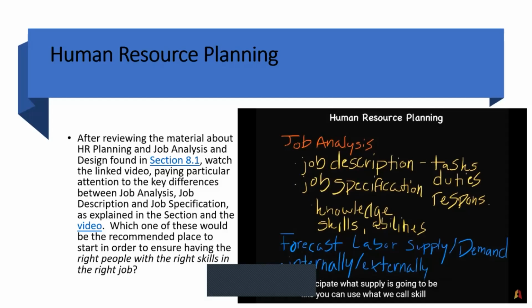You can use what we call skill inventories, and I'll write this down over here. A skill inventory is essentially a profile for each of the employees within the organization. And what that profile shows is the training that each employee's had.